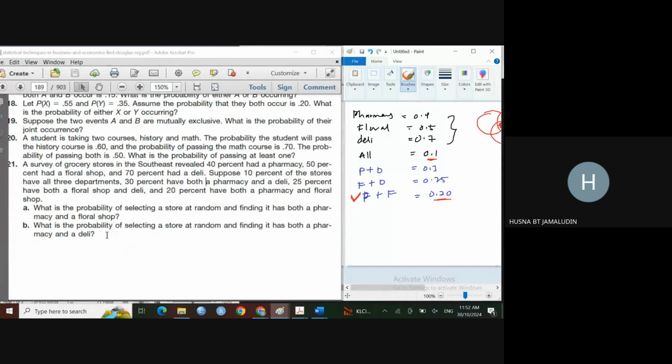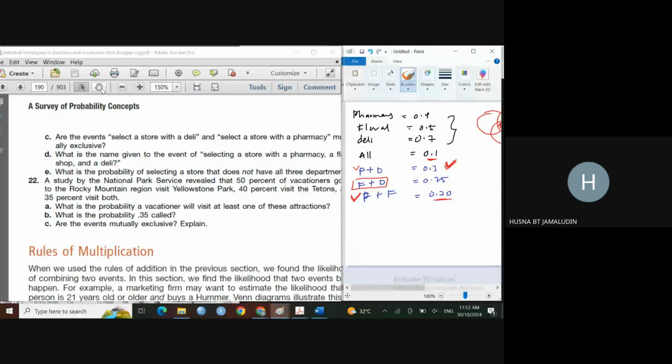Okay, so the second question: what is the probability of selecting a store at random and finding it has both pharmacy and deli? Is this floral, right? Let me see, 0.25 is actually floral and deli. Oh, you want pharmacy and deli. That is 0.3. Okay, this one, pharmacy and deli. So, next question.